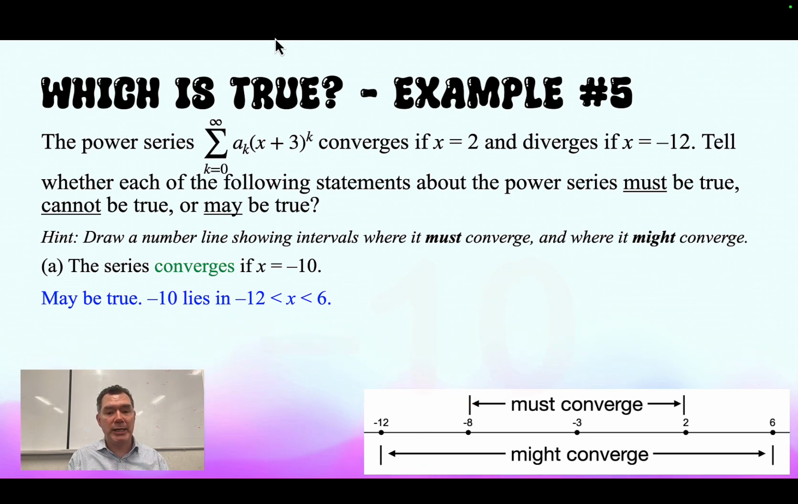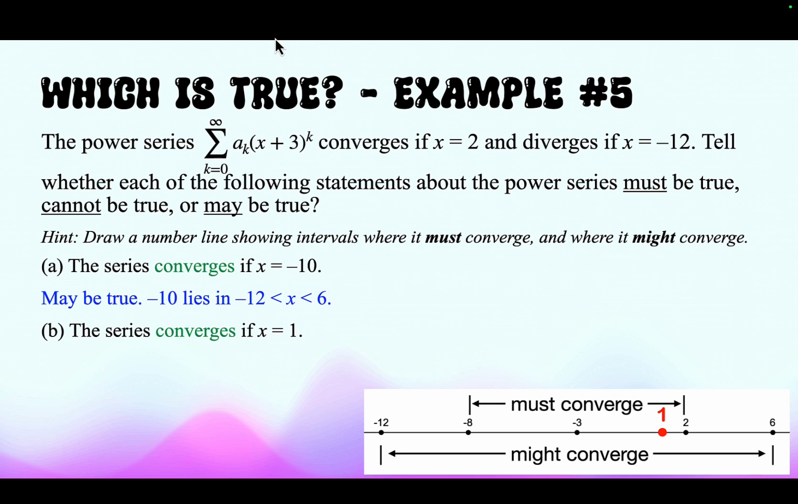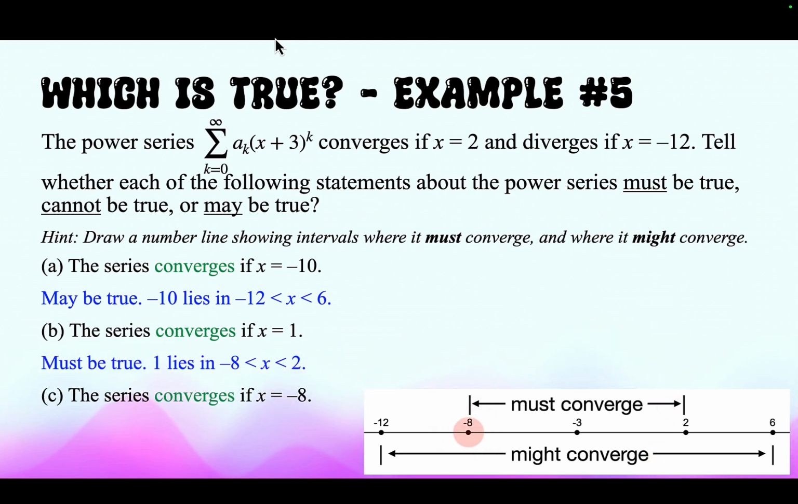The second question is the series converges if x equals 1. Well, that's within the interval of the numbers where the series definitely converges. So that must be true. The third part of this question is, does the series converge if x equals negative 8? Now, that is at the endpoint of an interval where the series must converge. But again, I don't know definitively about the endpoints. So that might be true.